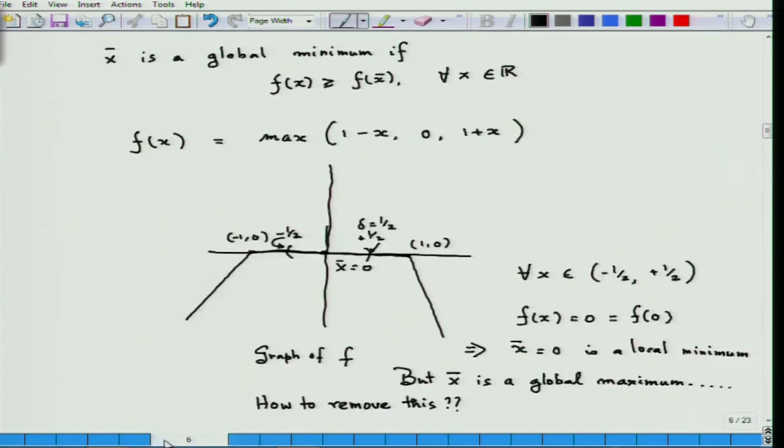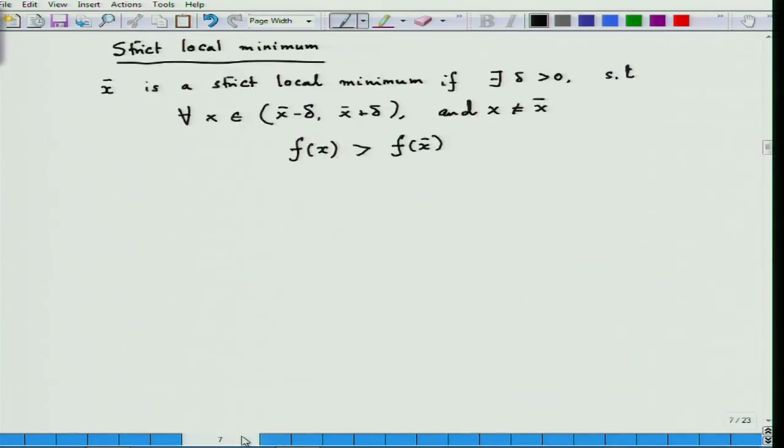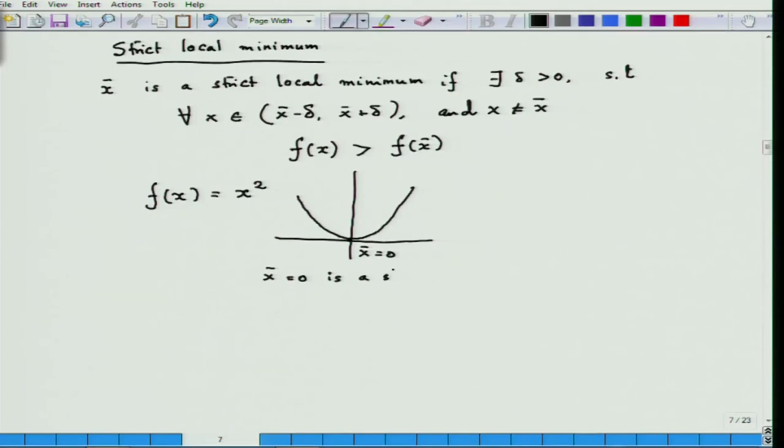This fact has not taken place here. Here f of x is always equal to f of x bar throughout the interval. So by doing this we remove that anomaly. For example, if you take the function at x equal to 0, you look at the nature of the function, it is actually a strict global minimum in this case. Except at x bar equal to 0, the function never takes the 0 value, it is always positive. So here in this particular case x bar equal to 0 is a strict global minimum.